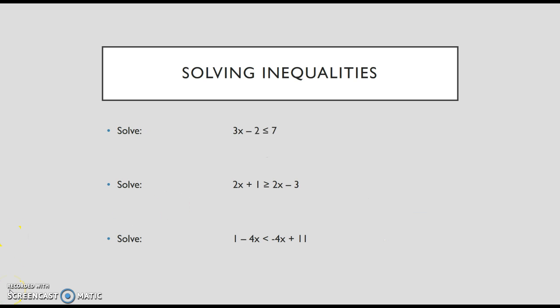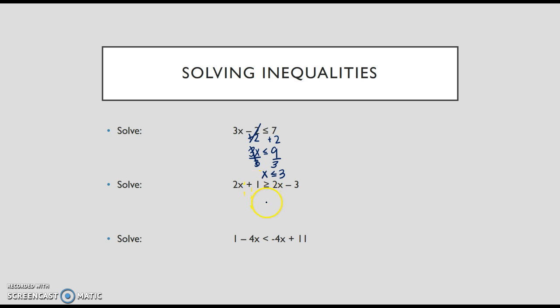Alright, now these are just going to solve. We're not going to worry about graphing. They've got a couple more steps in them. Okay, so I'm going to start with 3x minus 2 is less than or equal to 7. First thing I want to get rid of is this negative 2, so I'm going to add it. Whatever I do to one side, I have to do to the other. So I've got 3x less than or equal to 9. To get rid of the 3, I have to divide. So then I get x is less than or equal to 3.